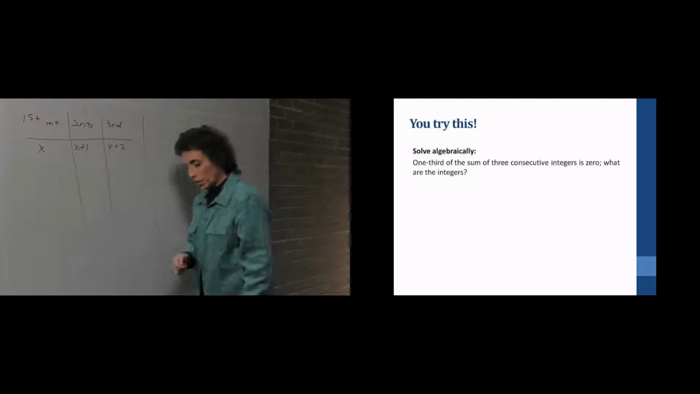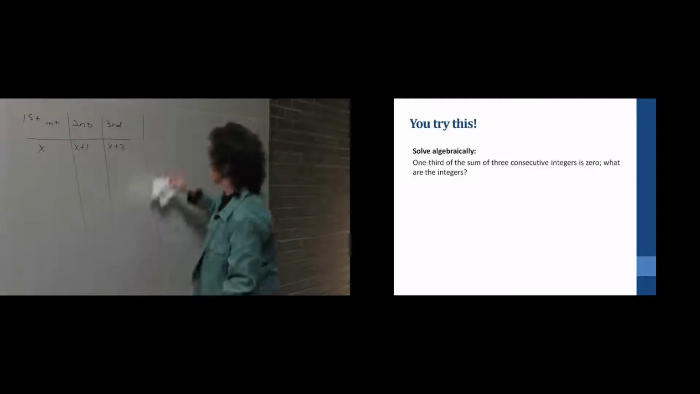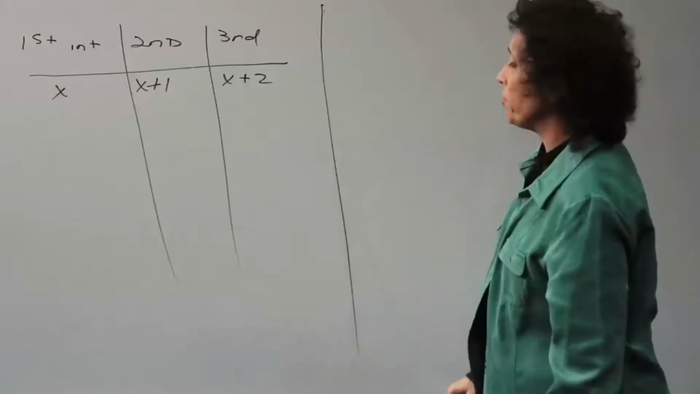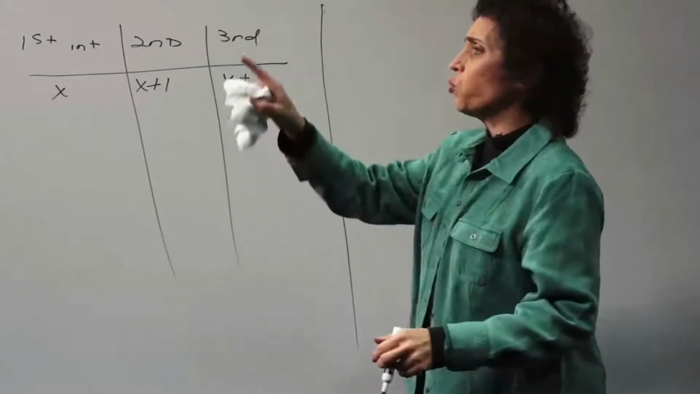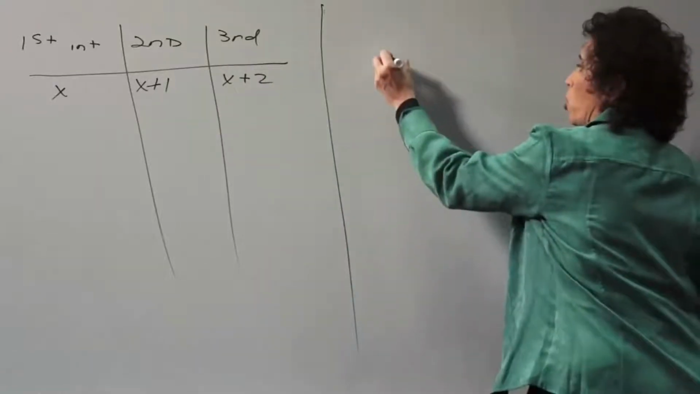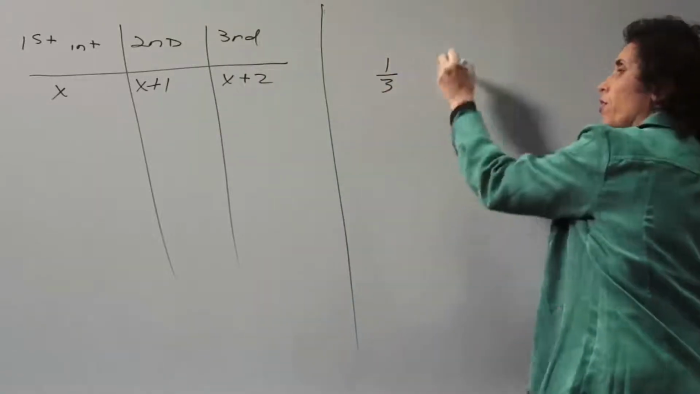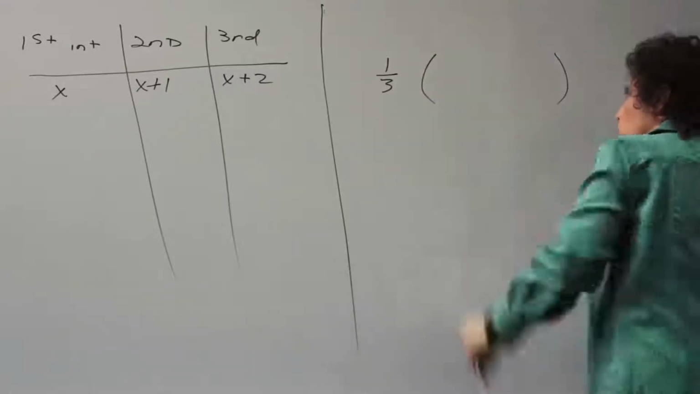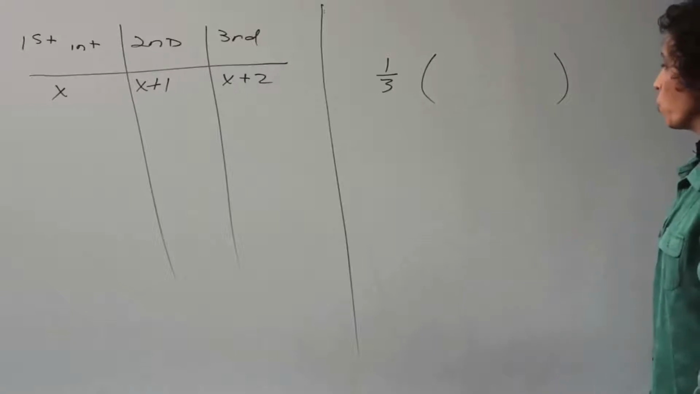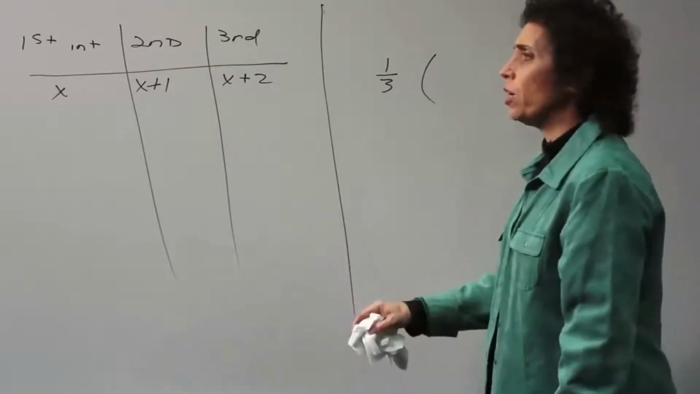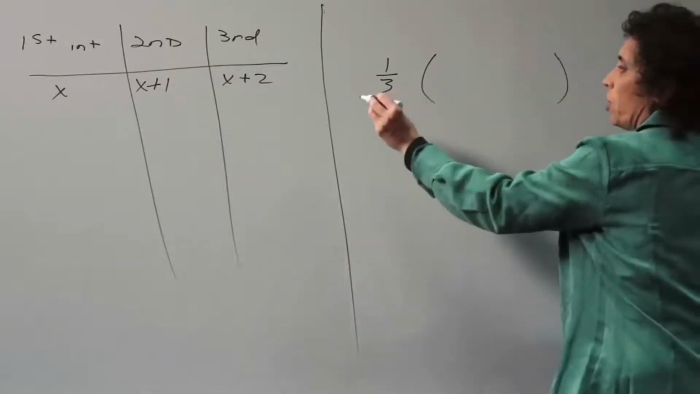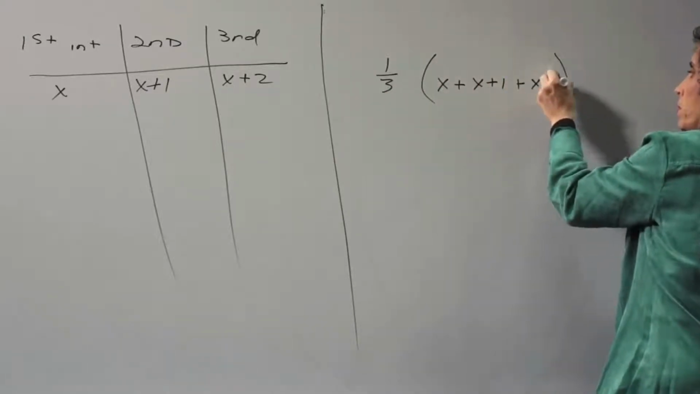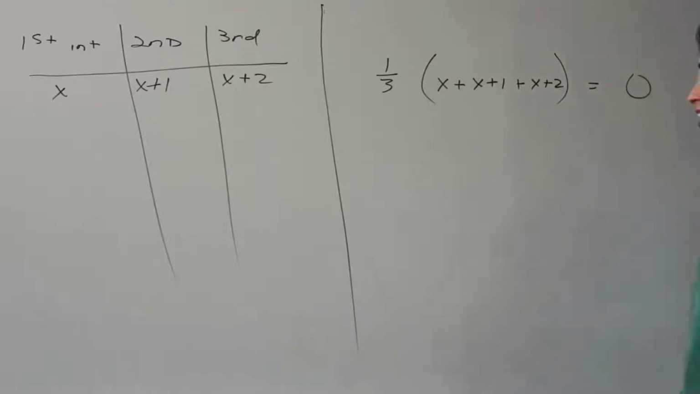Now it says, 1/3 of the sum. So of is multiplication followed by another word, sum, an operational word. That means I need parentheses. So 1/3 of the sum of the 3 consecutive integers. Okay, so we have to do the sum of the integers, and it says that is 0. So that's what I have.